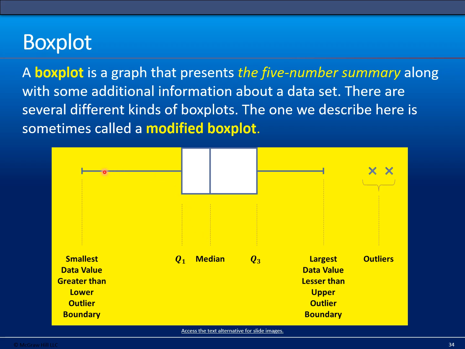Then these are the lower, we call these whiskers. These are the lower boundary. So from quartile 1 to the lower outlier boundary, and from quartile 3 to the upper outlier boundary. And then we draw in any outliers, which we mark with X's, whether they're large outliers or small outliers. So let's go through it.